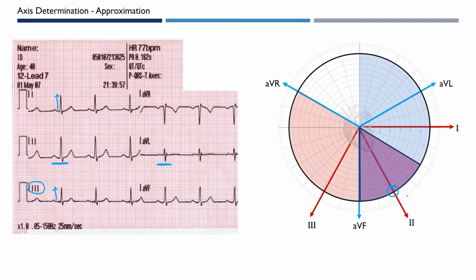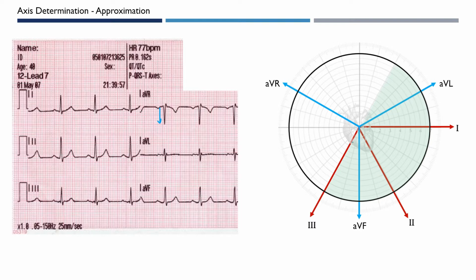Now it's important to note that this strategy can be used for any of the leads. So in this next example, we're going to look at lead AVR initially. AVR is interesting in this case because it's negative. Because AVR is negative, it tells us the electrical activity has to be away from any point in that lead. So we've highlighted this now in green. You can see that anywhere in green, the electrical path would create a negative depolarization in AVR.